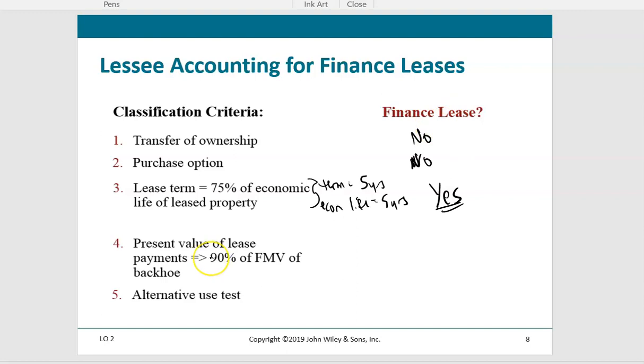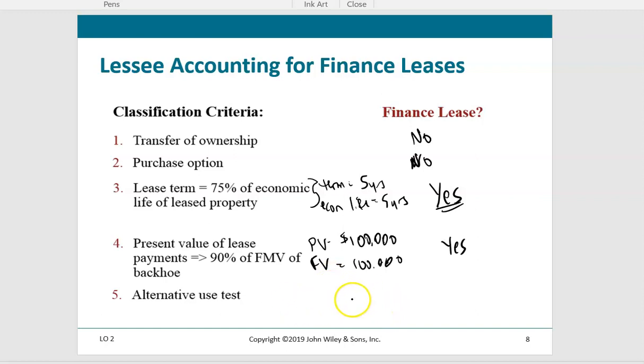Well, how does the present value of the minimum lease payments compare to the fair market value of the equipment being leased here? Is it about 90% or more? Well, the present value of the lease payments is $100,000, and the fair value or fair market value of the leased equipment is $100,000. So there's a second criteria that causes it to be a finance lease, not that that matters. As long as one of these items is yes, then it's a finance lease.